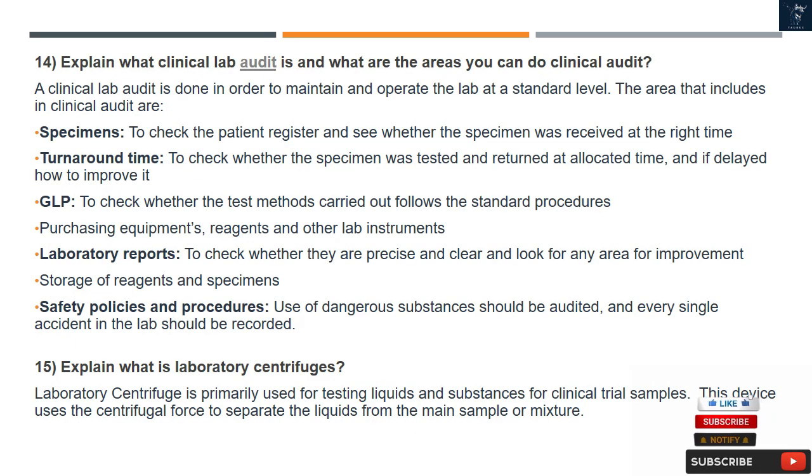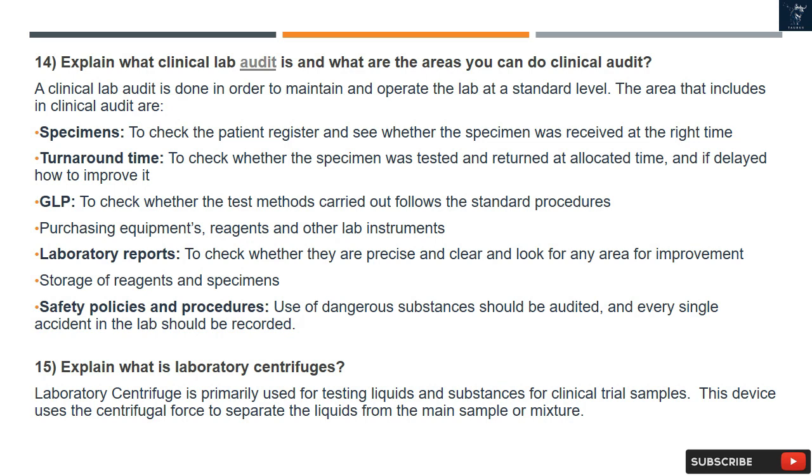14. Explain what a clinical lab audit is and what are the areas you can audit. A clinical lab audit is done in order to maintain and operate the lab at a standard level. The areas included in a clinical audit are: Specimens. Check the patient register and see whether the specimen was received at the right time. Turnaround time. Check whether the specimen was tested and returned at the allocated time, and if delayed, how to improve it.